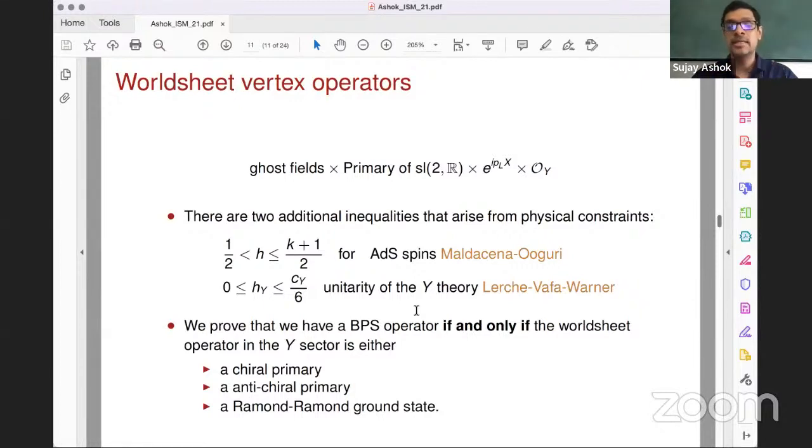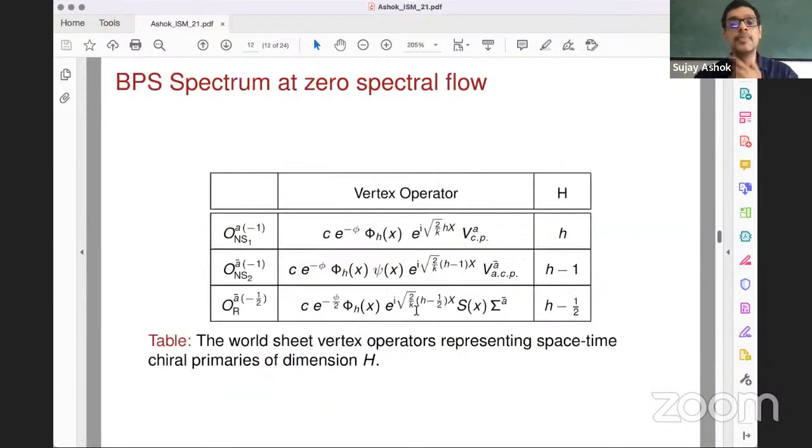And if you go through the details, what we showed is that the only way to get boundary chiral ring elements is if the operator on Y is either a worldsheet chiral primary, or a worldsheet anti-chiral primary, or a Ramond ground state of the theory on Y. Previous works have seen this for various cases, but without any assumptions, we have just shown that this is an if and only if statement. So this is one of the results of our work.